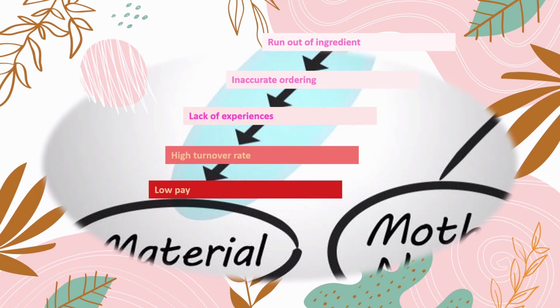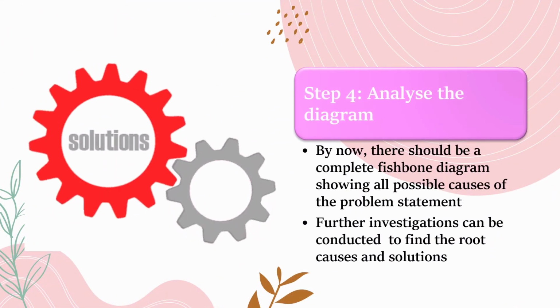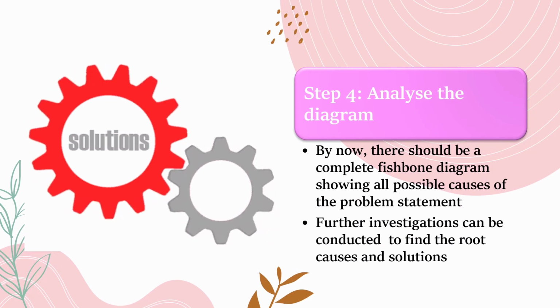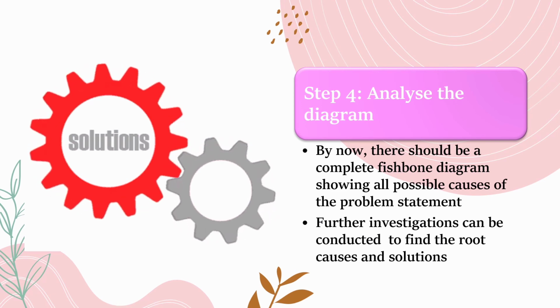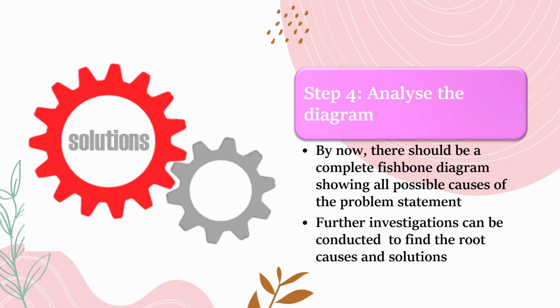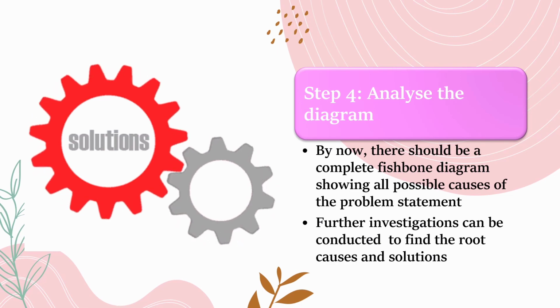Then, the example shown before can be written into the fishbone diagram to have a clear display. The last step, step 4, analyze the diagram. By now, there should be a complete fishbone diagram showing all possible causes of the problem statement. Further investigations can be conducted to find the root causes and solution.